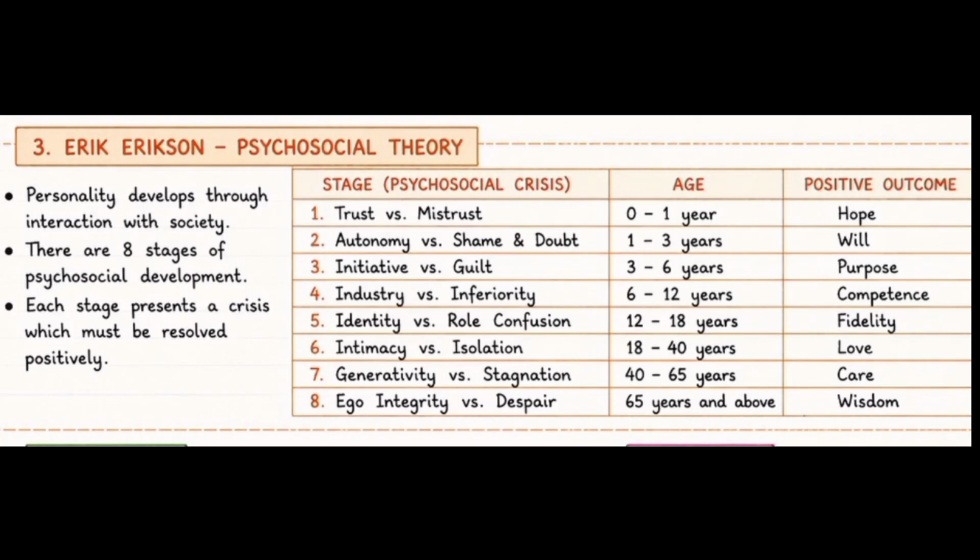This comes at 3 to 6 years. Positive outcome: purpose. Purpose is the basic strength developed. In guilt, if they don't develop the basic strength, they will feel guilt. In initiative, the child wants to produce something new, and in guilt, the parents and teachers should provide proper opportunity to the children to develop a positive attitude and keep away from guilt and be successful in their personality. Fourth is industry versus inferiority, 6 to 12 years.